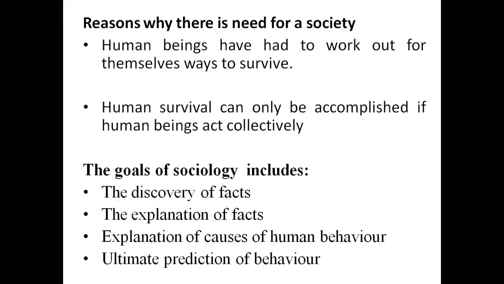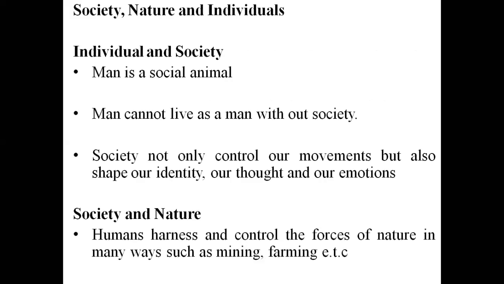So what are the goals of sociology? What do sociologists really want to achieve? One is the discovery of facts. The other one is the explanation of facts. The third one is explanation of causes of human behavior, while the last one is ultimate prediction of behavior. Through these goals of discovery, sociology has to go through the scientific method of finding facts and knowing the causes of human behavior, why we react, why we behave the way we behave.